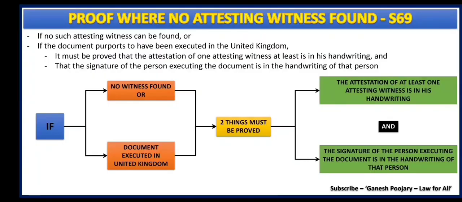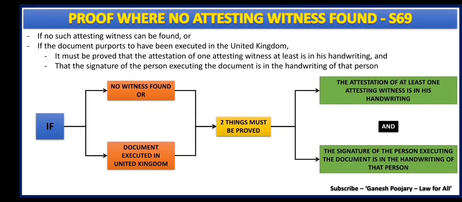What happens when an attesting witness is missing or not found? That's what exactly is discussed under section 69, which discusses about proof where no attesting witness is found. It says if no such attesting witness can be found, or if the document purports to have been executed in the United Kingdom, it must be proved that the attestation of one attesting witness, at least in his handwriting, and that the signature of the person executing the document is in the handwriting of that person. Now let us try to understand this particular concept with the simple chart here.